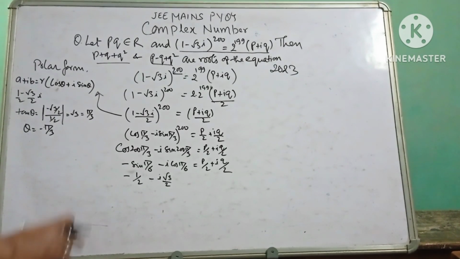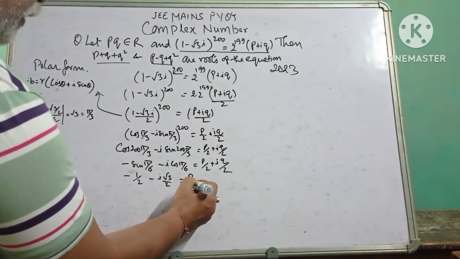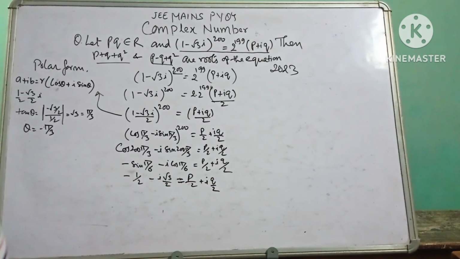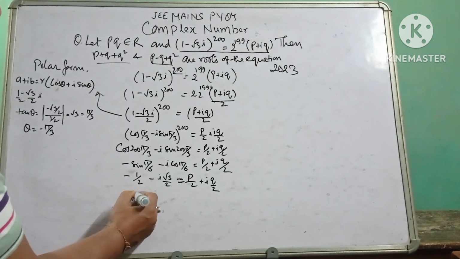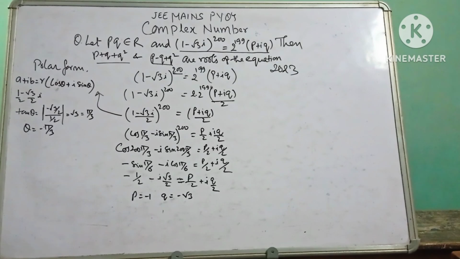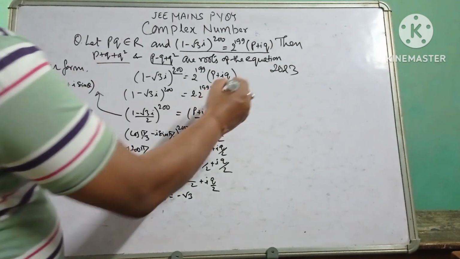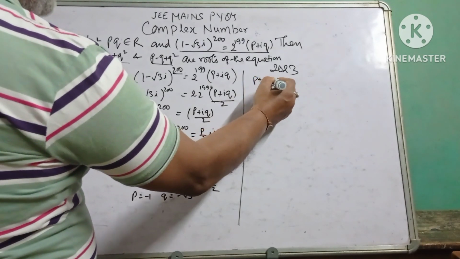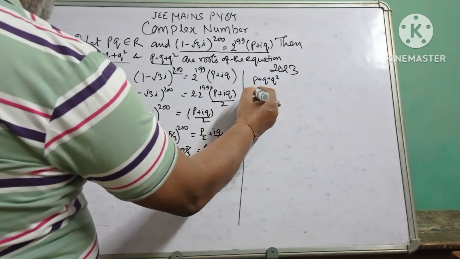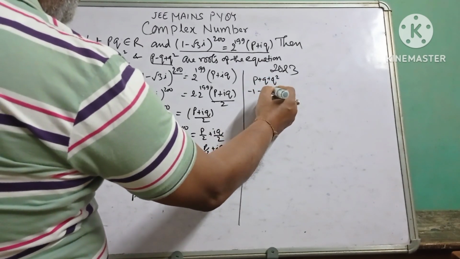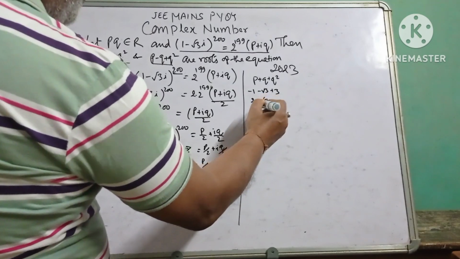So the minus sign comes from the quadrant checking. So this will be equal to p by 2 plus i q by 2. Now further if you equate it, your p is equal to minus 1 and your q is equal to minus root 3. Now these are the roots, you solve it. So this will be how much? p plus i q square: p value is minus 1 minus root 3 and q square becomes 3. So that is 2 minus root 3.